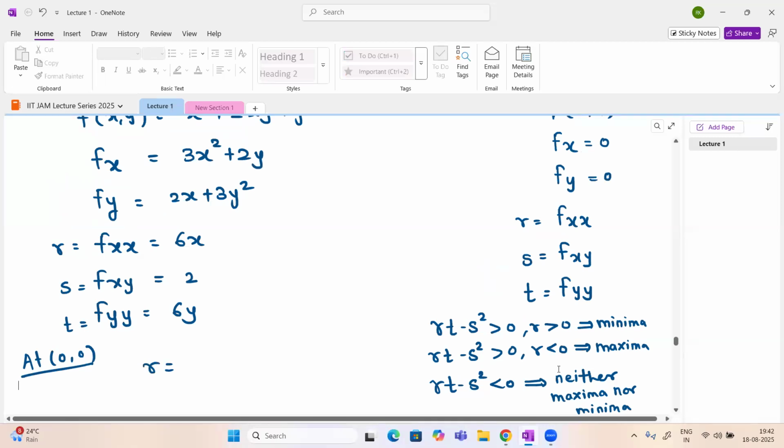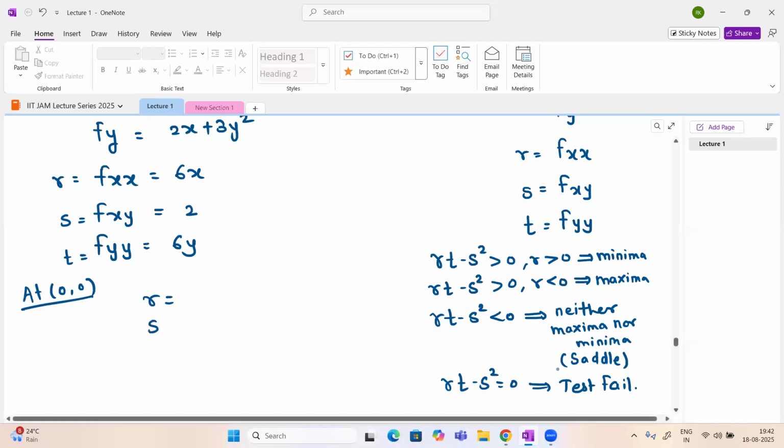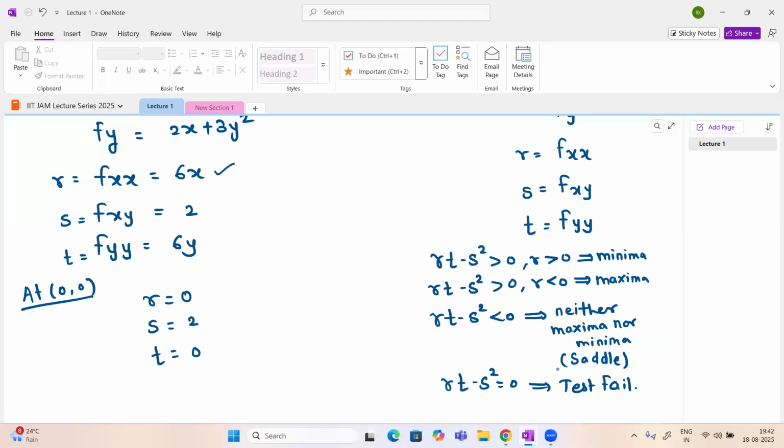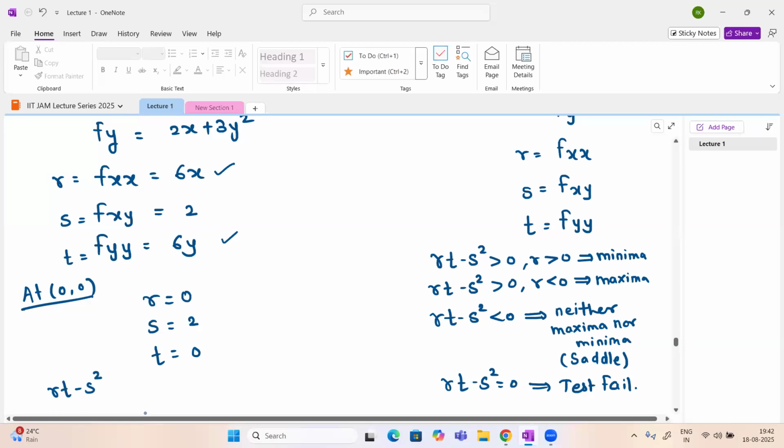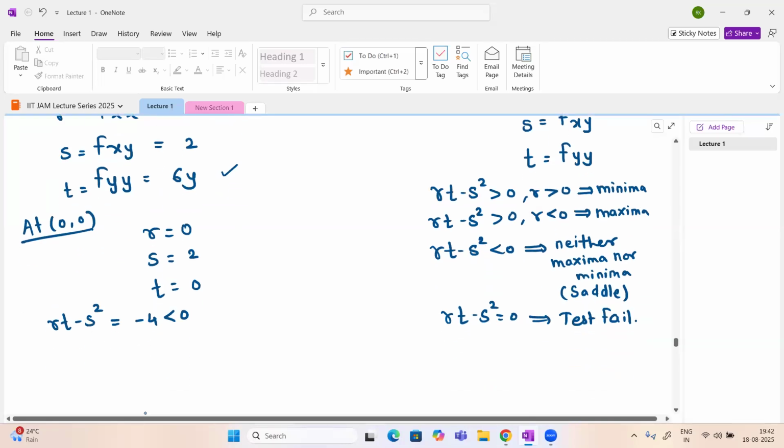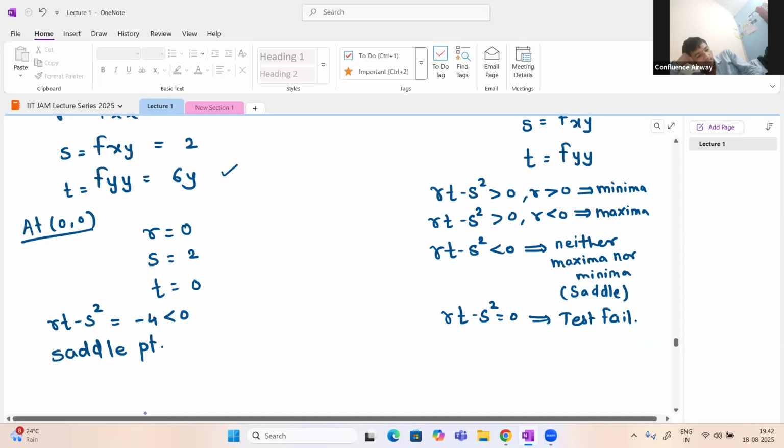So what will be the values of R, S and T at 0, 0? R and T will be 0, and S is 2. If I put x equal to 0 and y equal to 0, you get 0, 2, 0. See, RT minus S square, what will be its value? Minus 4, which is less than 0, negative. So you can declare it a saddle point.